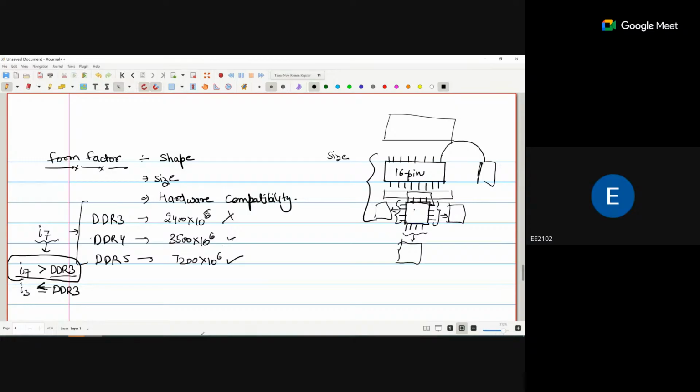Okay, so this is the hardware compatibilities.